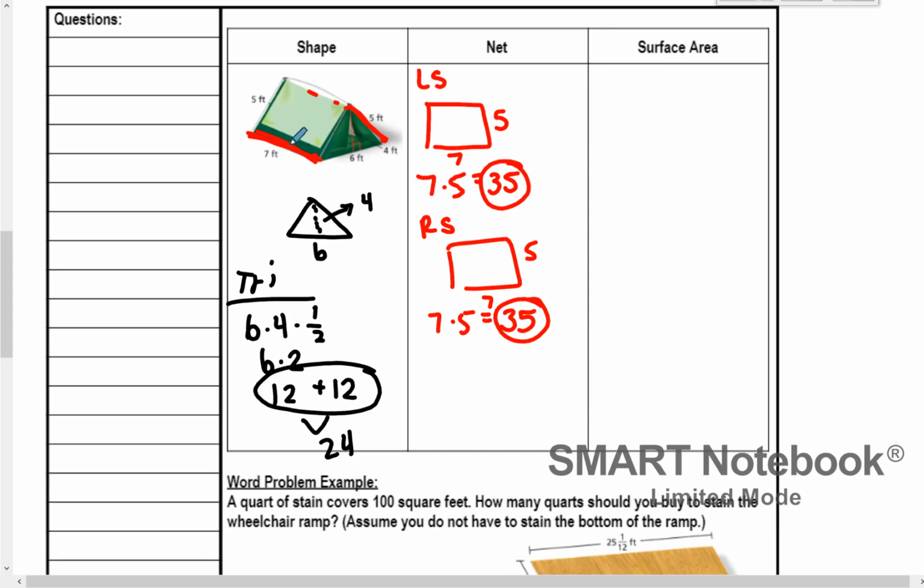Last but not least, we're going to have that bottom. Now this one's going to be hard to visualize because we don't see those dotted lines. Since it's a tent, it's all filled in, so I'll kind of draw it in there for you. All right, so the bottom of that tent is going to be a rectangle that is 7 by 6.